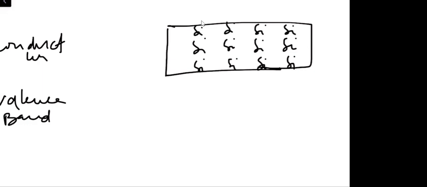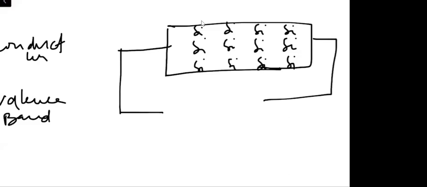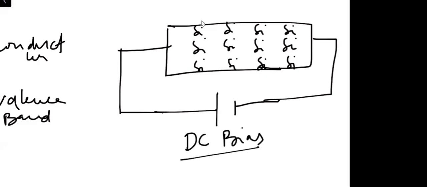And with the silicon atoms, if we provide some biasing potential, meaning we connect it to the positive and negative sides of a DC biasing source, or we are connecting it with some battery source, right?